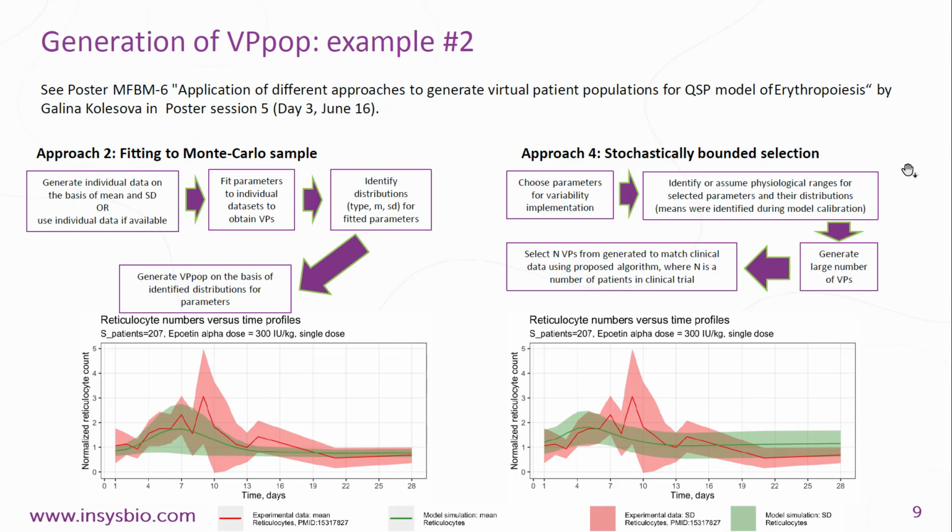Approach number two is the fitting to Monte Carlo sample, and the idea of this approach is when you have individual data, or you can generate individual data on the basis of the mean and standard deviation. You can fit each individual patient separately and identify the parameters for each patient, and then you can analyze these parameters and identify the distribution for these fitted parameters. And on the basis of this identified distribution, you can generate the virtual patient population. This approach is quite straightforward.